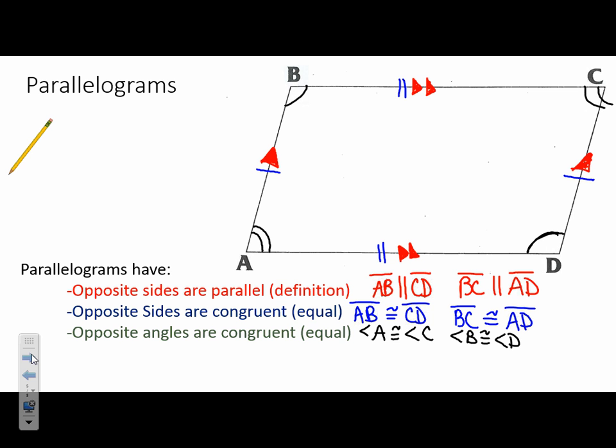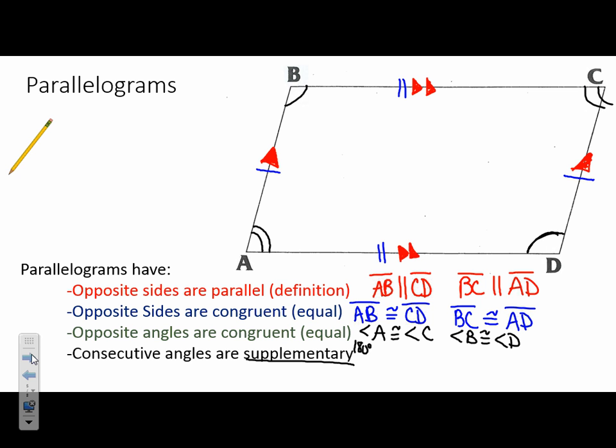The fourth property that parallelograms have is that consecutive angles are supplementary. Now remember, supplementary is a key word that we should remember. That means 180 degrees, so they add together to make 180 degrees. Consecutive means not opposite. So they're not across from each other, they're in a row.